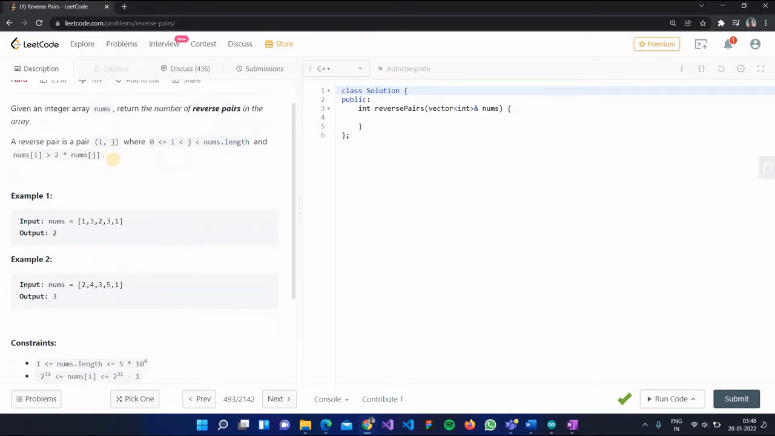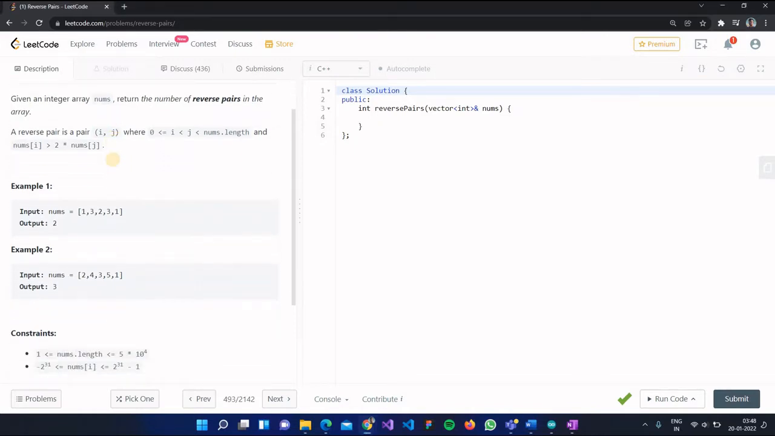Now let's see the example given over here. In this array, 3 comma 1 will be one reverse pair. Why? Because 3 is present at index 3, 0, 1, 2, 3, and 1 is present at index 4. If we take i as 3 and j as 4, then 3 is less than 4, so the first condition is satisfied. Now the second condition: nums of i, that is 3, should be greater than 2 into nums of j, that is 2 into 1. So 3 is greater than 2, and that condition is also satisfied. So we hold that as one of our reverse pairs.